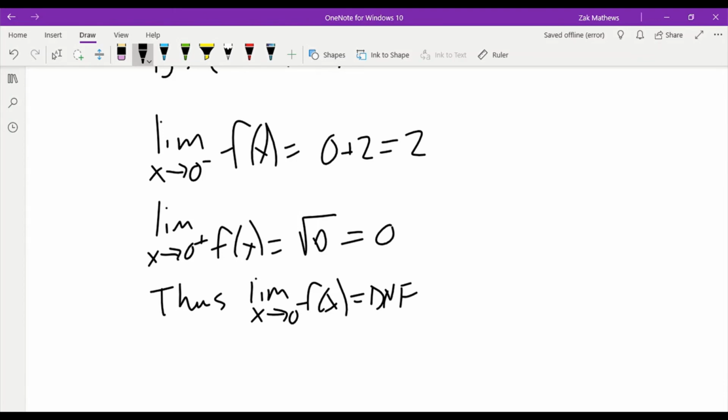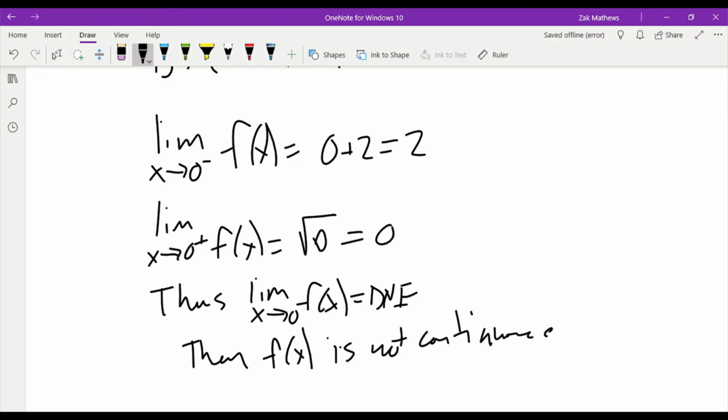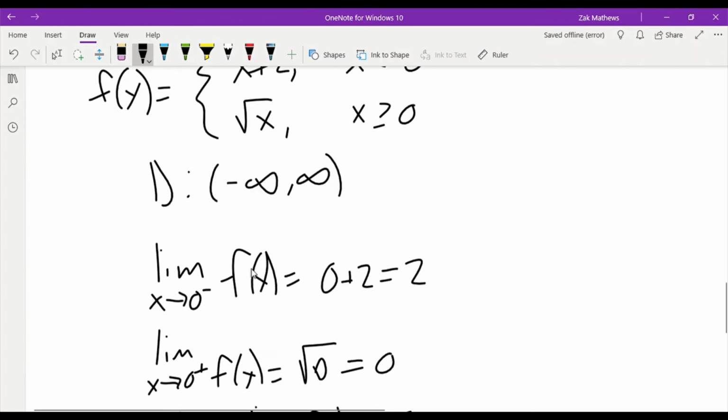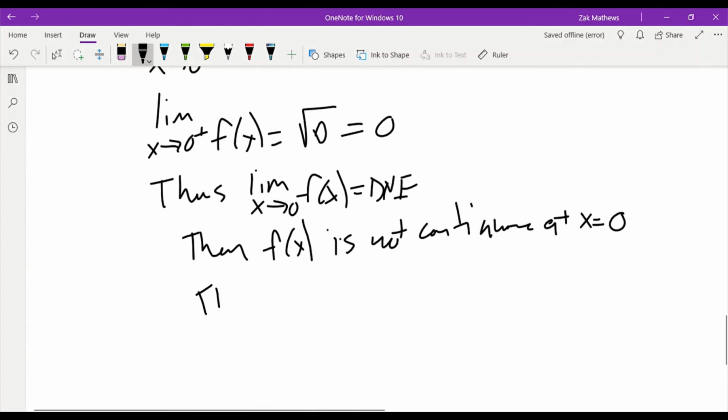And since the limit does not exist, then f of x is not continuous at x is equal to 0. And because this time x is equal to 0 was in the domain, well then f of x is not a continuous function.